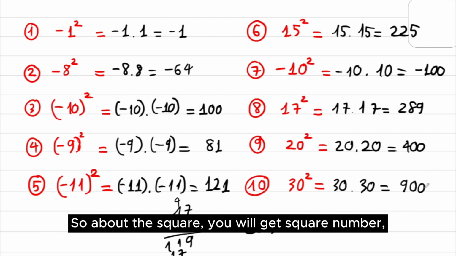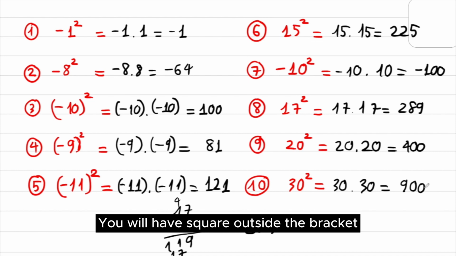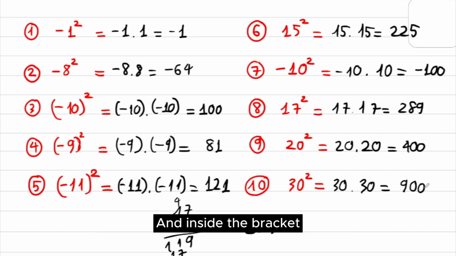Okay, so about the square, you will get a square number. The square outside the bracket and inside the bracket is a little bit different. So I think this video will help you to be more careful about calculating.